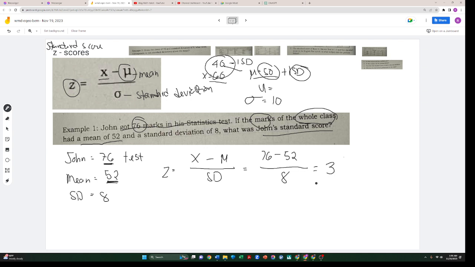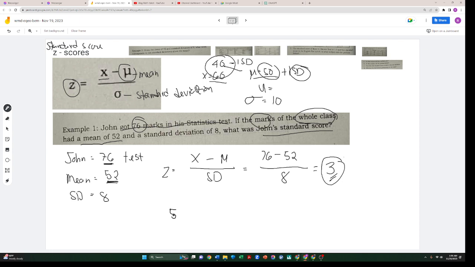Therefore, one can suggest that it means the higher the standard score, the further above the mean, and the score is indicating better performance relative to the group. So, therefore, his z-score is 3.